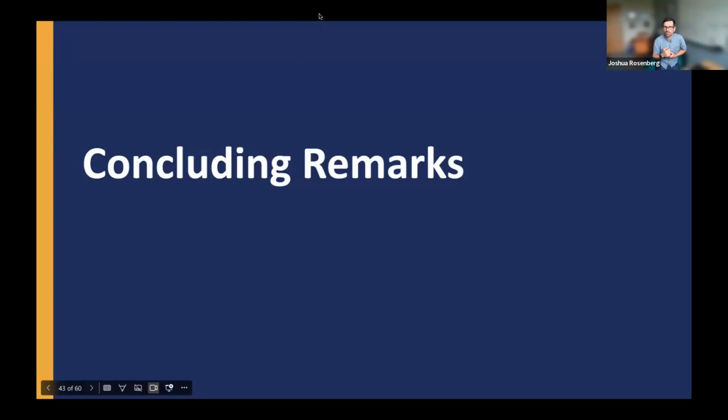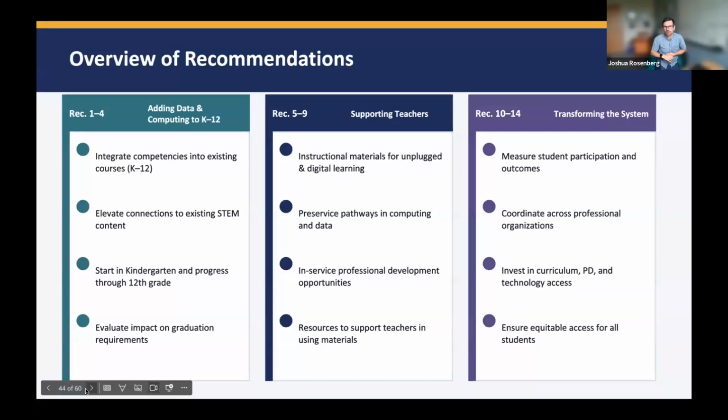Janice, do you mind, just because there's only 3 more slides in the concluding remarks, thank you so much. These are a high-level summary of what Janice just shared. So broadly, the key takeaway or recommendation rather is to integrate the competencies into existing courses. The second, I think, relates to what we talked about regarding potentially thinking about what this means for standards, so elevating connections to existing STEM content.